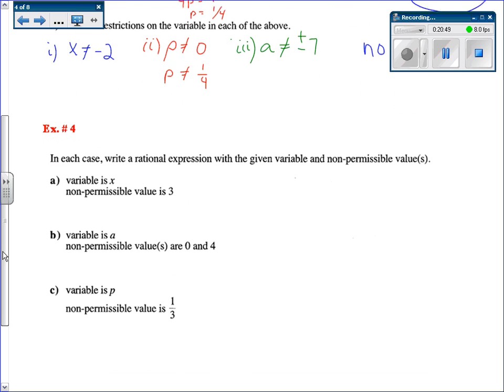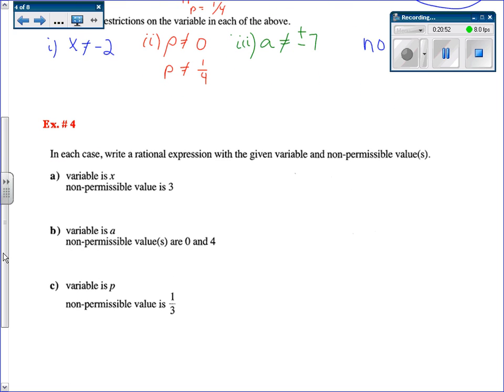Okay, and last example, example 4. In each case, write a rational expression with a given variable and non-permissible value. So this is just totally anything random. So we're going to use the variable x, and the non-permissible value is 3. So that would maybe be something like 4 divided by x minus 3, because if x is 3, 3 minus 3 would give us 0.